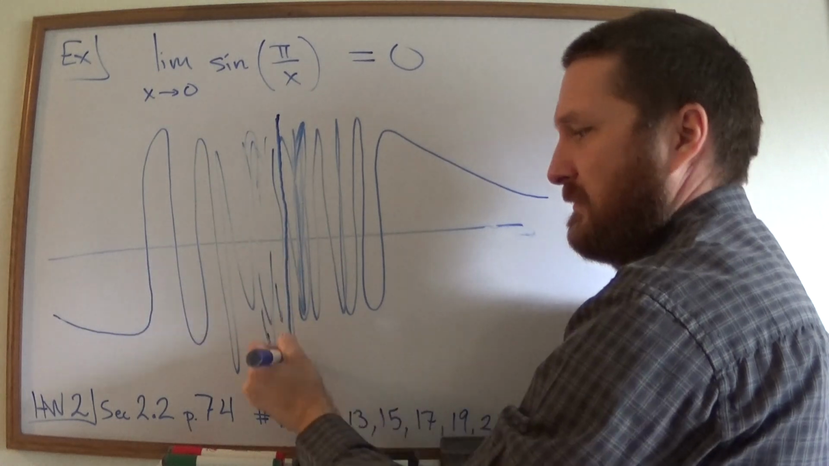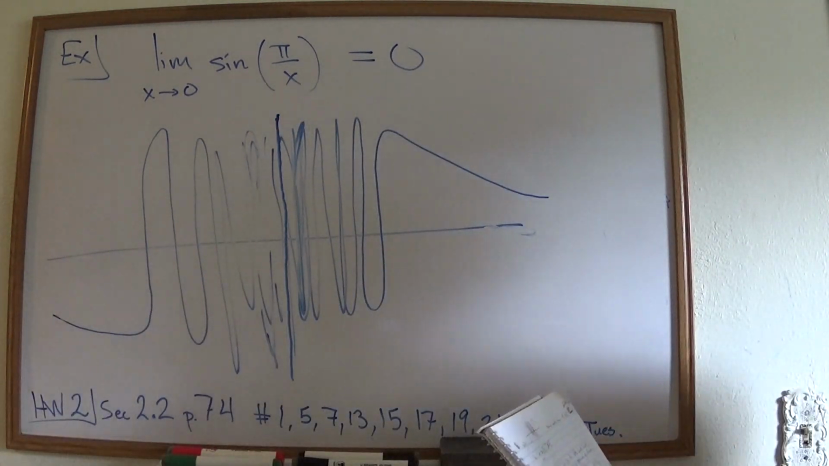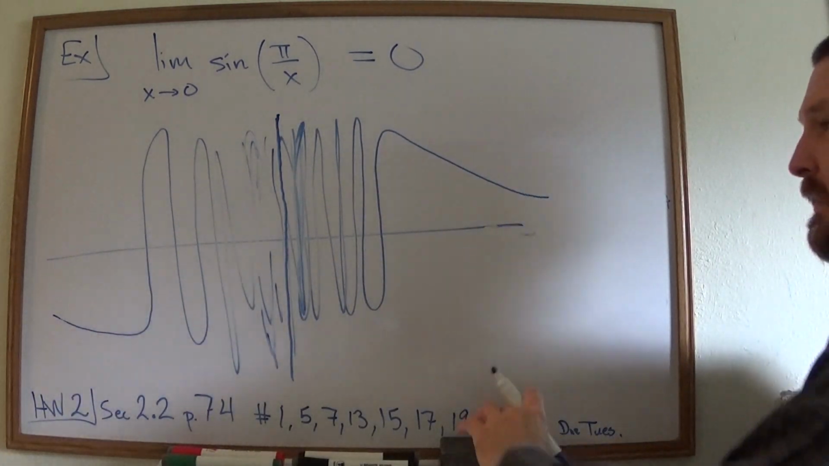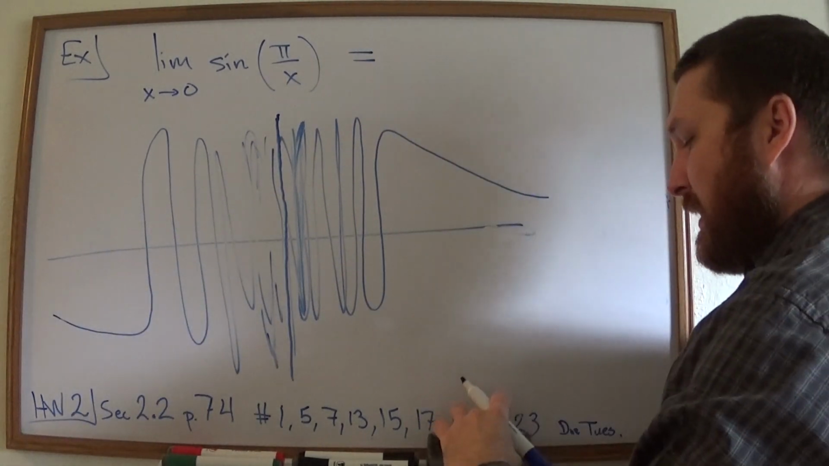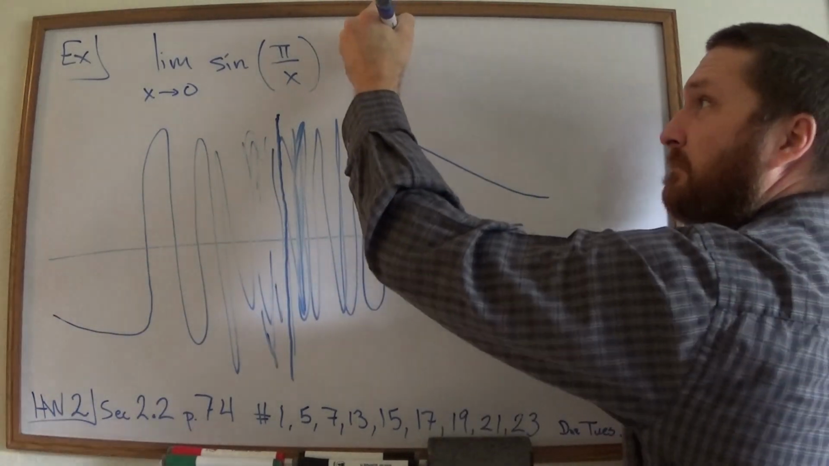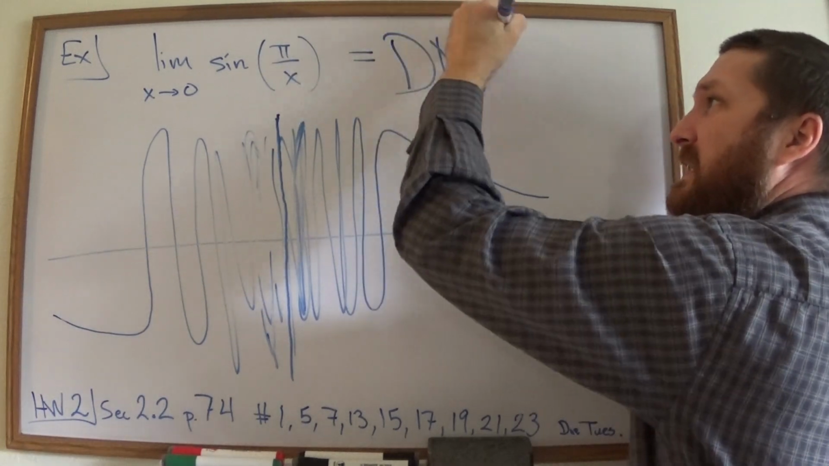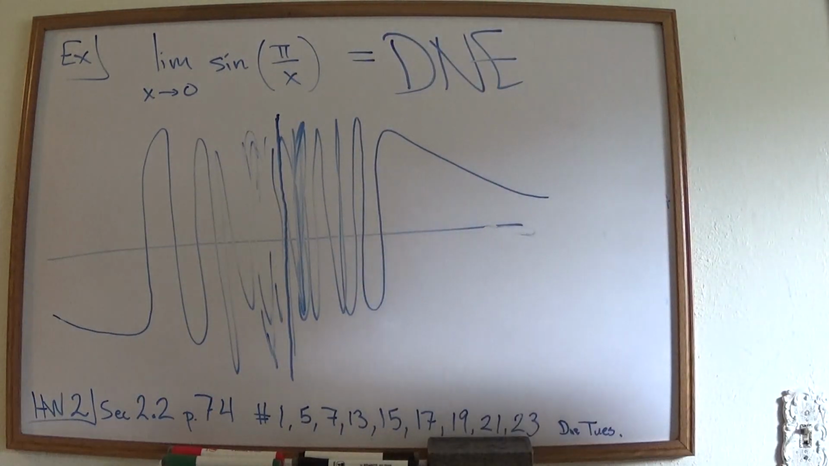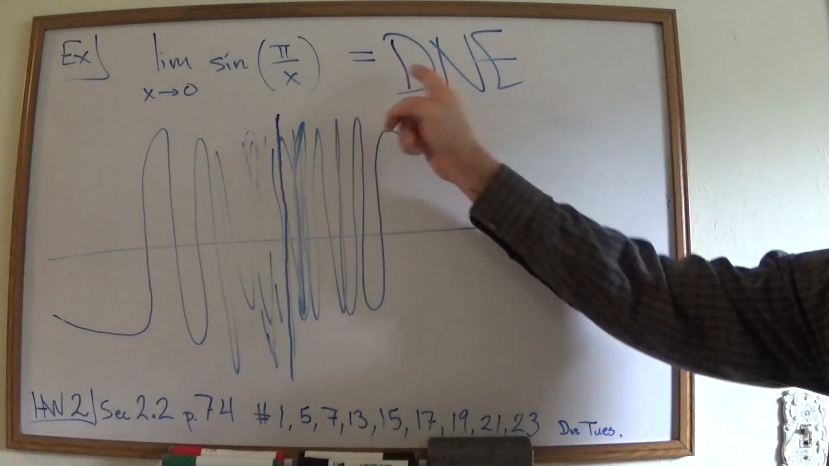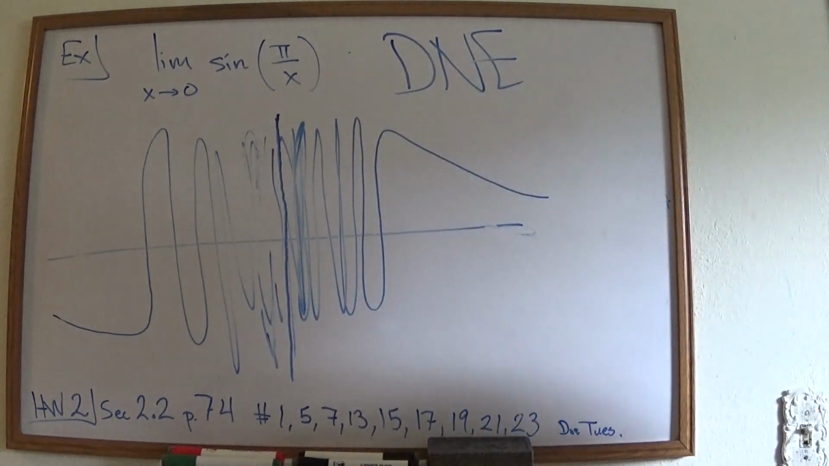But that's way beyond what we're going to get into. The point here is that this limit does not exist. And in our class, we are going to write DNE for does not exist. Okay? And you wouldn't say equals does not exist. You would just say that this limit does not exist. Okay. Why does it not exist?